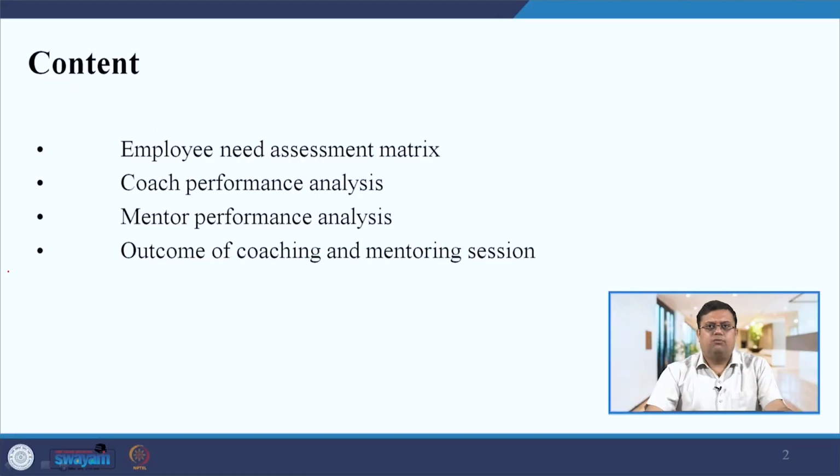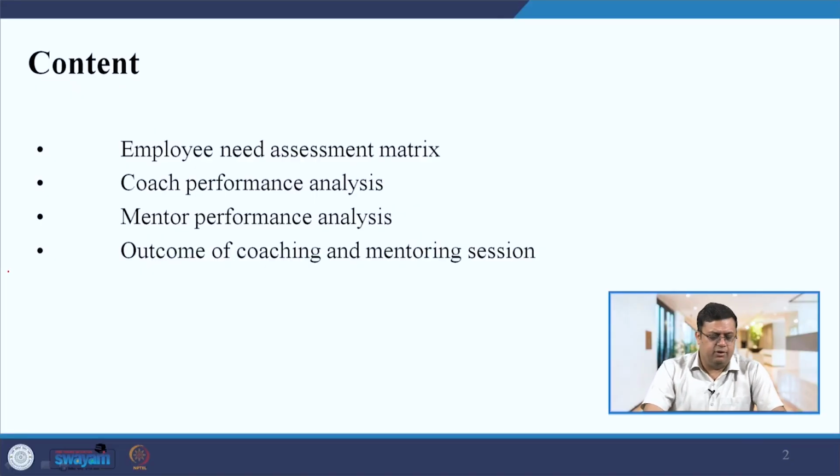Dear participants, in the previous session we also discussed some of the important metrics related to employee development. Our focus was on the error matrix and how you can develop the employee development plan by analyzing the errors that are taking place within the organization. Now we will learn a few more matrices so that you can develop a better employee development plan within the organization.